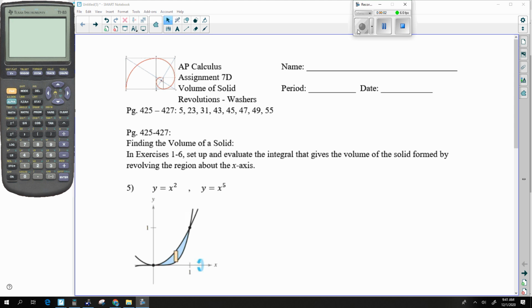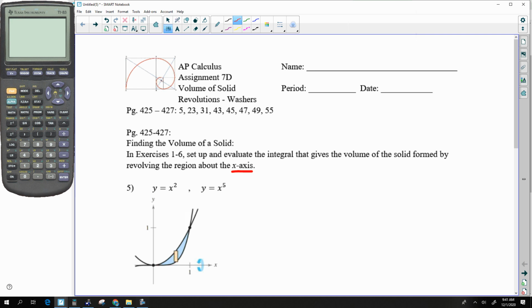Okay, here we are with assignment 7D. This is going to be the washer or disc method. And so what is kind of important is this.